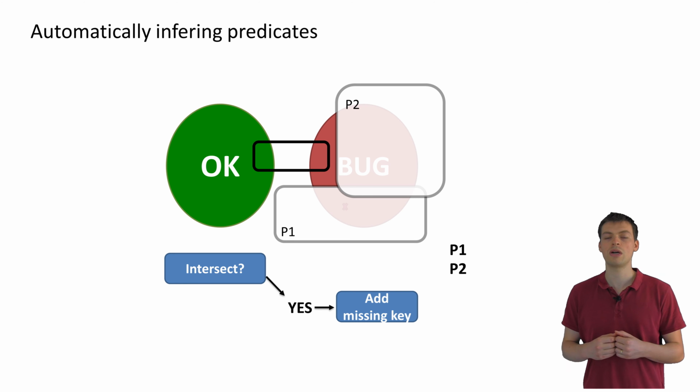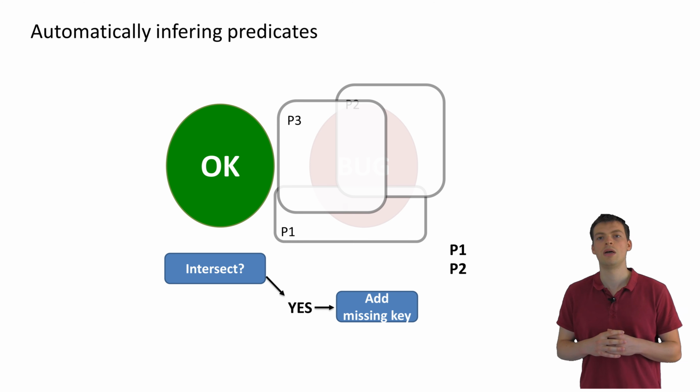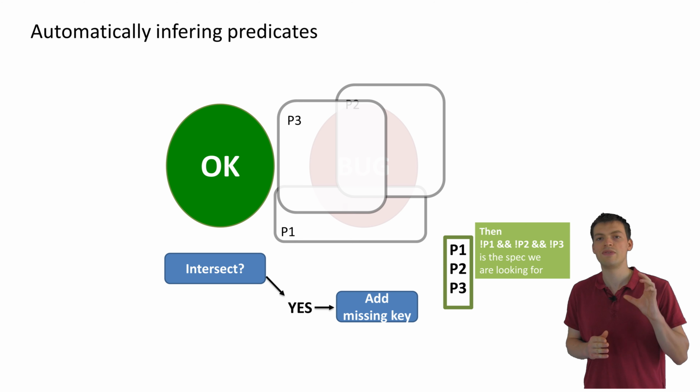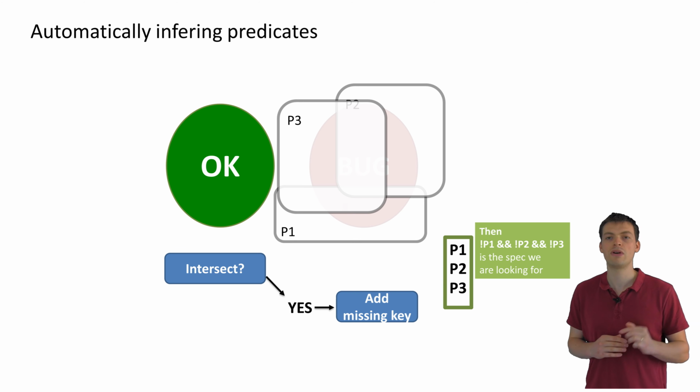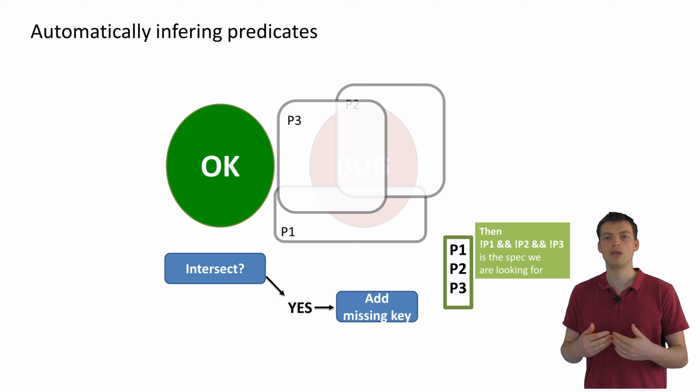So how do we rule out this non-determinism? Well, we add the extra keys until the projection and the OK set no longer intersect. Then we go on and compute the unsat core and end up with P3. So the outputs of this algorithm are the inferred keys plus P1, P2, and P3, which are the specs that ensure there are no buggy runs in the program.